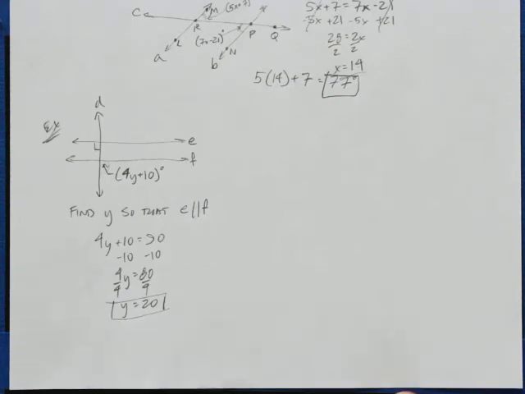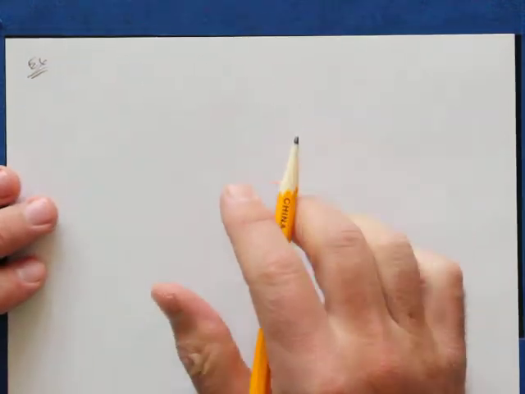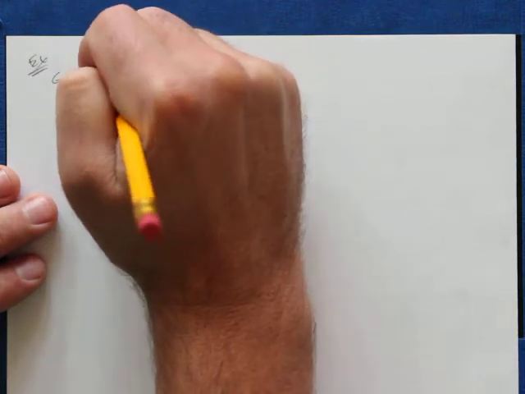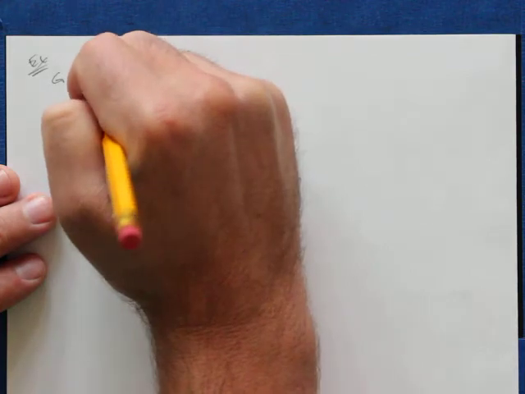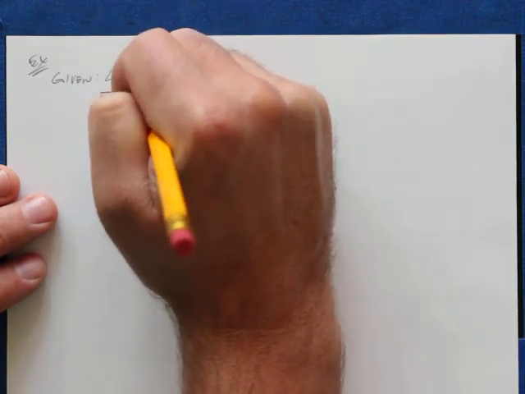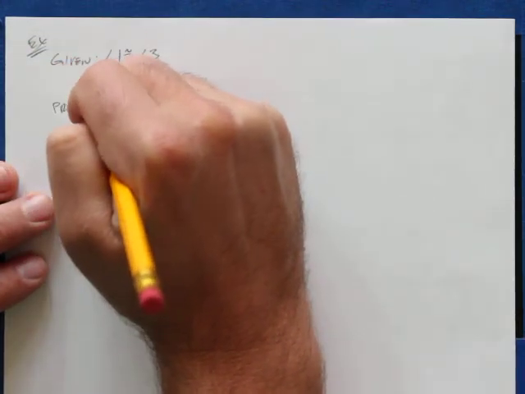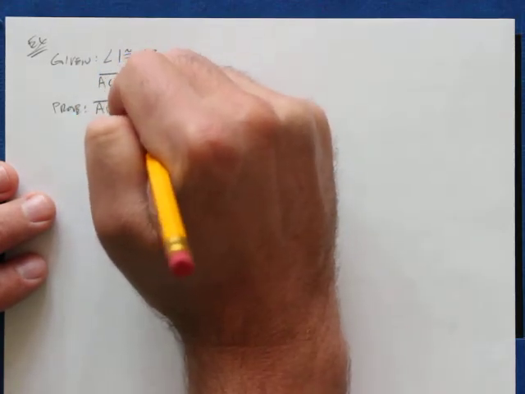Okay, let's do a proof here. Let's see how this goes. All right. Yay, proofs. Given angle 1 is congruent to angle 3, and segment AC is parallel to segment BD. And we're going to be asked to prove that segment AB is parallel to segment CD.